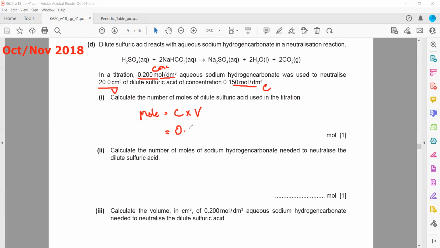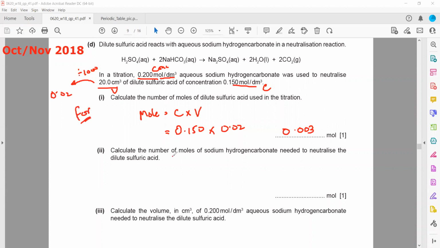So we have 0.150 multiplied by, this is 20 cm cube. So we have to convert into decimeter cube. So divide by 1000, so it will be 0.02. So 0.02 decimeter cube. When we multiply them, we'll get the moles, that is 0.003. So these are the moles of the sulfuric acid. We solved the first part by using a formula.